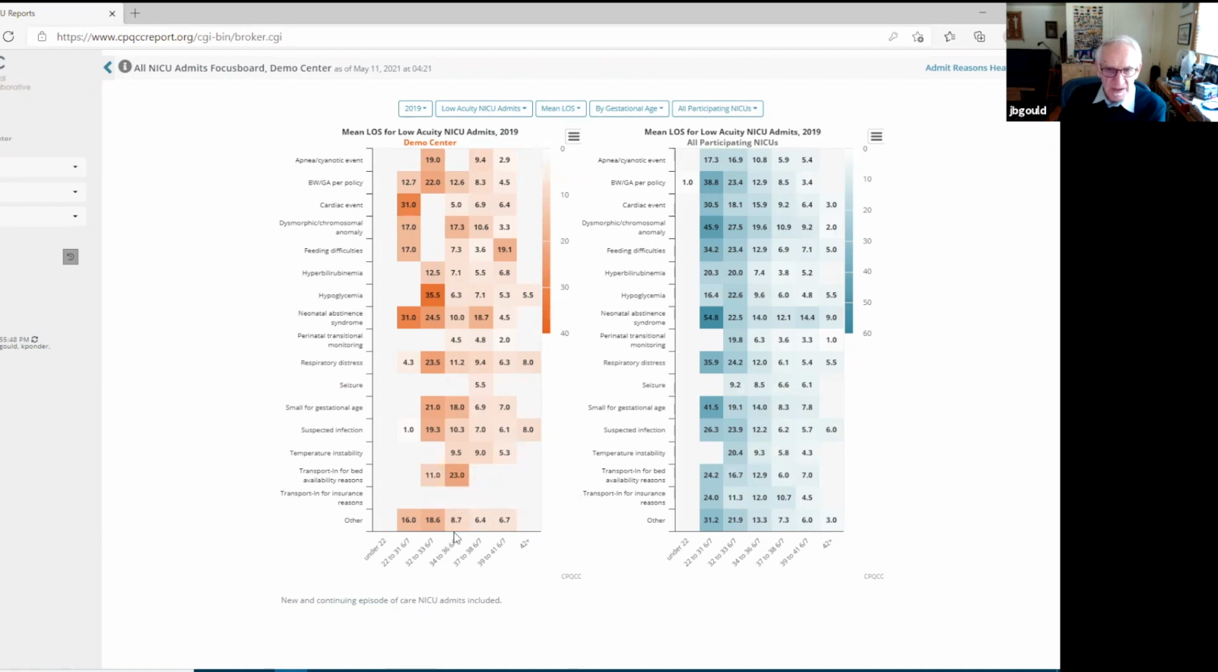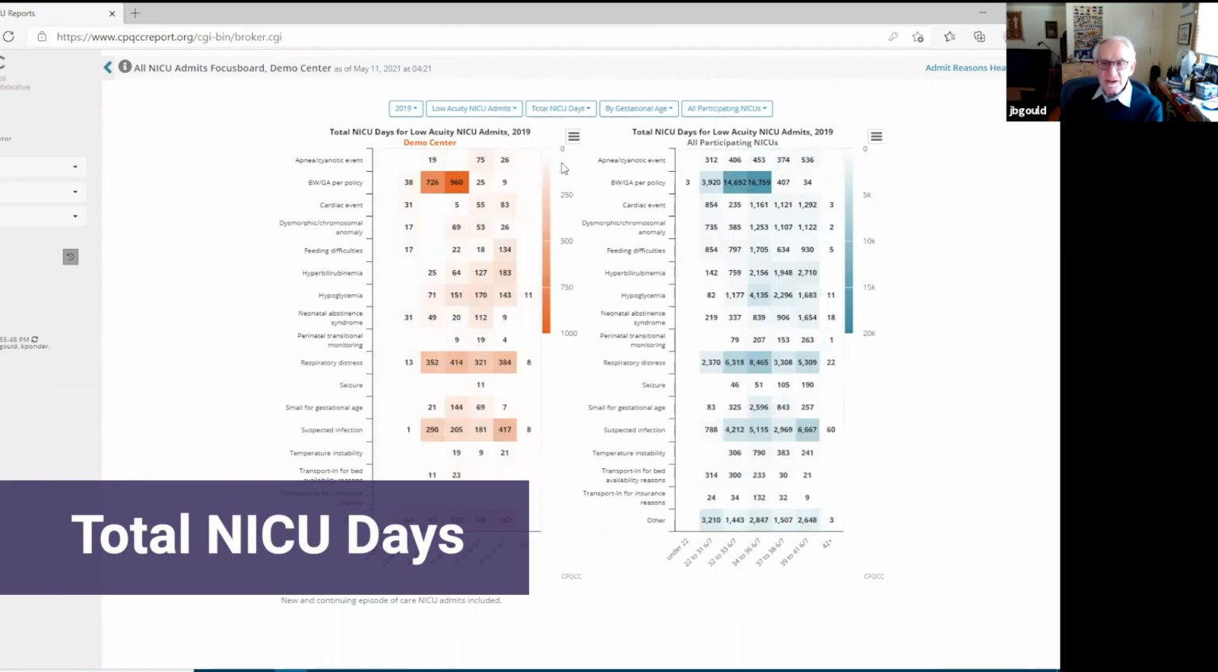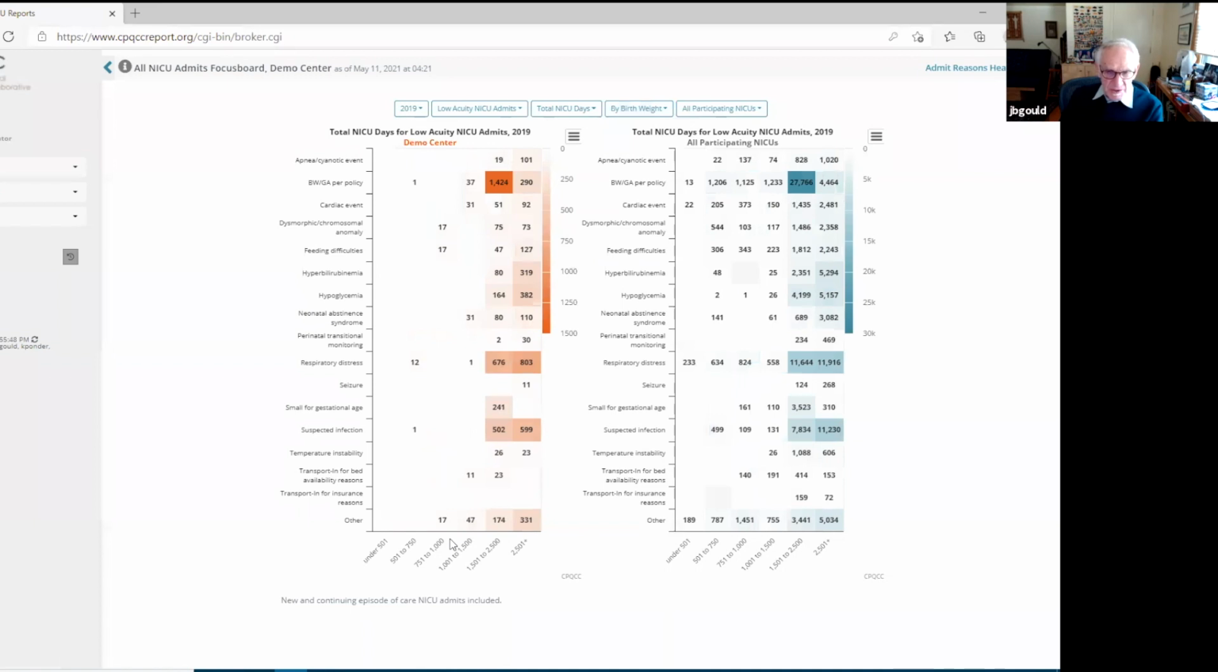The mean length of stay, as you might expect, is really accelerated in the kids who are at younger gestational ages. And now, look at that, cardiac events, 31 days, hypoglycemia, 35 days. These are pretty long mean lengths of stay. But one of the things we've never looked at is how much work do we have to put into these kids? So we could then go and click on the total number of NICU days that were devoted to these various diagnoses at various birth gestational ages or birth weights.